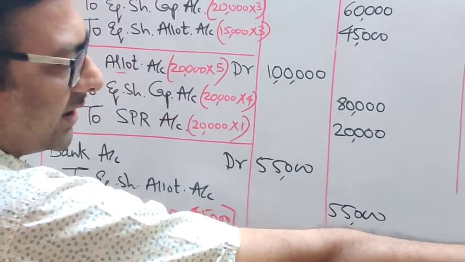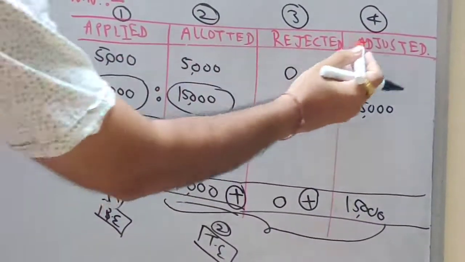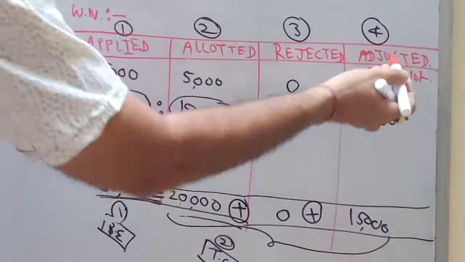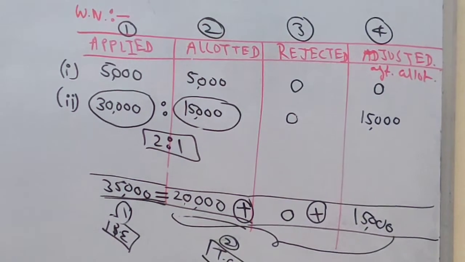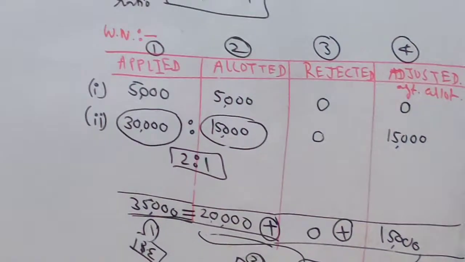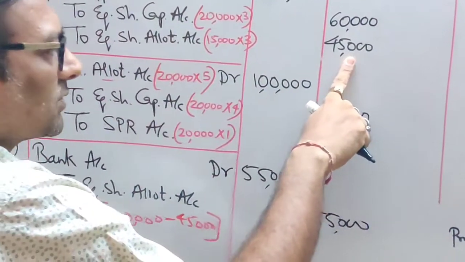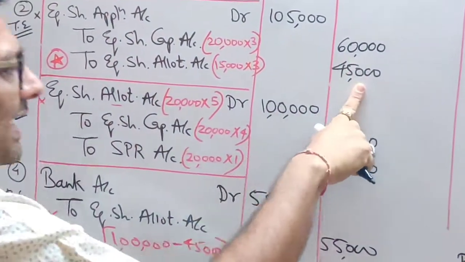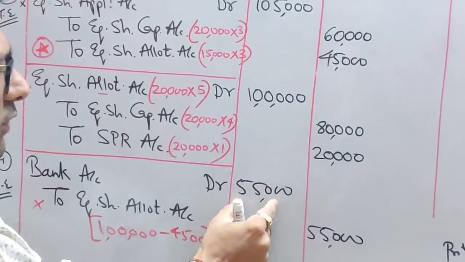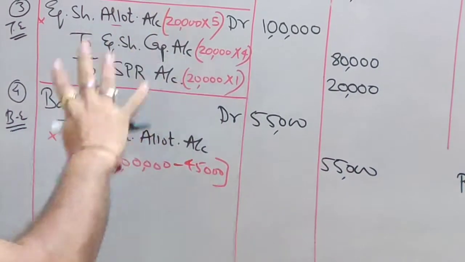You have written, see, in the fourth column, you have written there adjusted. If you want, you can write full adjusted against allotment. If you are getting confused, you write full adjusted against allotment. So how much to adjust? 15,000. So you have already written here 15,000 into 3, 45,000. This amount you have to adjust against the allotment of 1 lakh. So how much you are going to receive after adjustment? 55,000. This is the understanding.